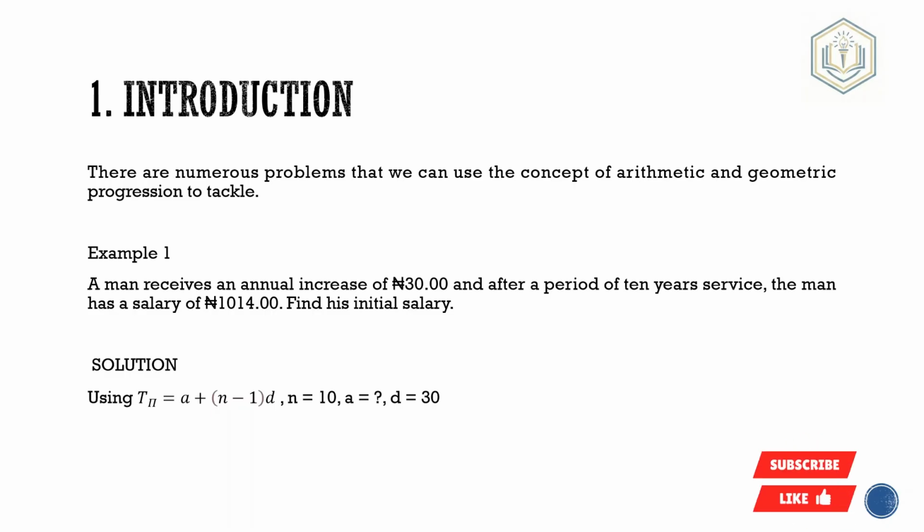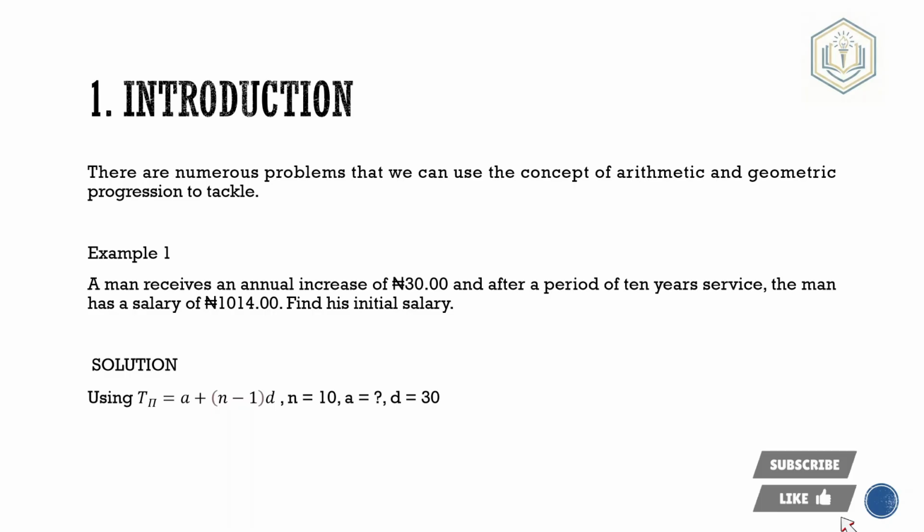So with this, let's see how it is solved. Like I always say, bring out the information that is given in the question before you start looking for the ones the question asks you to get. So already there we have our n is 10, on the 10th year. The initial salary, which is also T subscript 1, is what we're looking for. And then the common difference, that is the annual increase, is 30 naira.